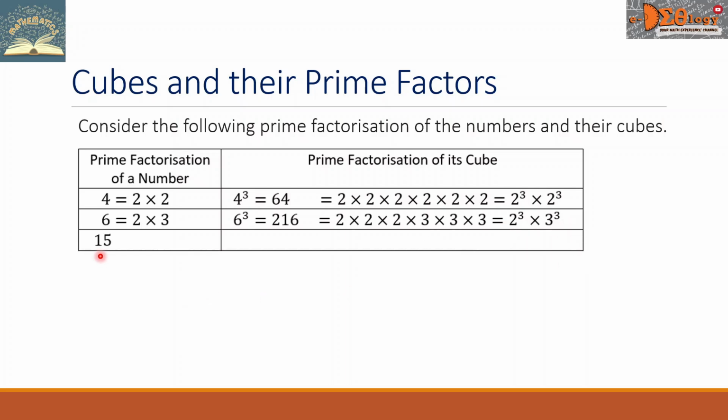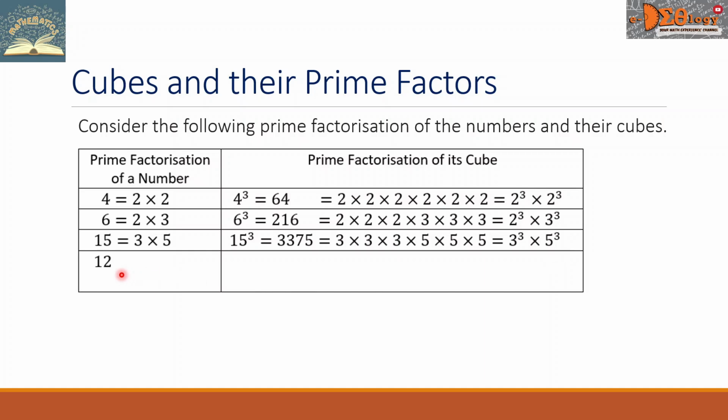Next example, 15. The prime factors are 3 and 5. Then let us cube number 15, that is 15 cubed, 3,375. The prime factorization of this number is 3 times 3 times 3 times 5 times 5 times 5. The factor 3 appears 3 times. Also for the factor 5. So we can rewrite this as 3 cubed times 5 cubed.